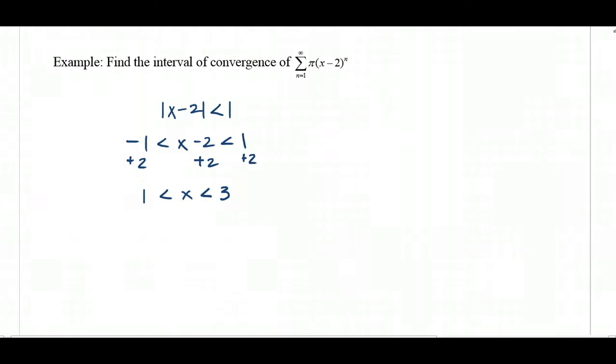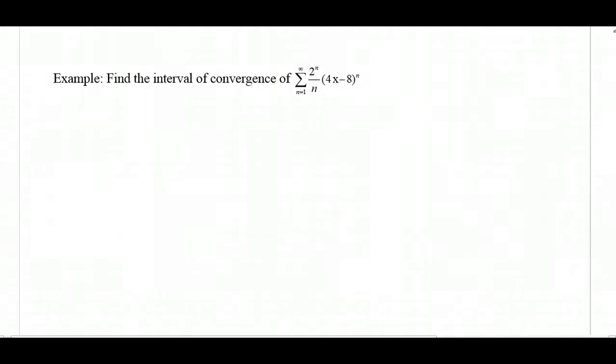And because this is geometric, I have found a complete interval of convergence here. From 1 to 3 is my interval of convergence. And no other work needs to be done. And that's because this was of the form a times r to the n. So in this case, my r value was x minus 2, and I could only use this because my a was a constant. So pi is not a function of n, pi is just a number.